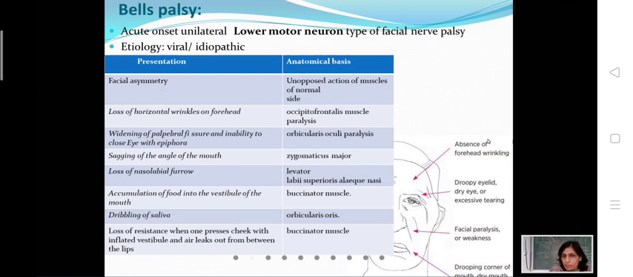Like here, left-sided facial palsy is there. So the muscles of the right side are functioning normally. Therefore, the skin or the muscles of the left side are pulled towards the right side, leading to facial asymmetry. Then there is loss of horizontal wrinkles on the forehead because of the paralysis of the occipitofrontalis muscle, the frontalis belly of the occipitofrontalis muscle.